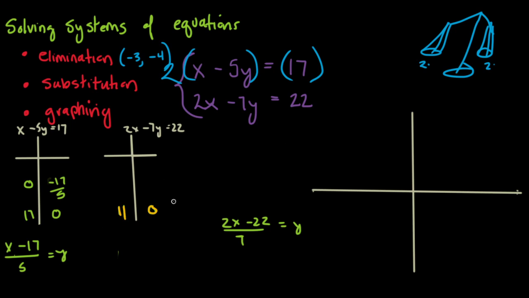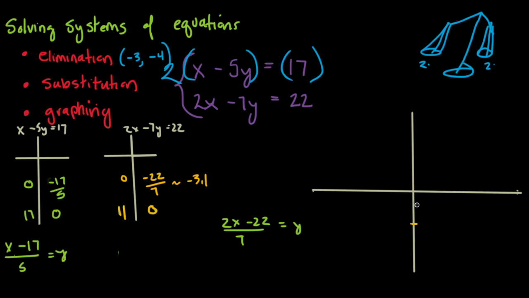So if x equals 0, then we'll get negative 22 over 7. So now we can chart out these 2 points. The first one, I have 0 and negative 22 over 7, which is pretty much the same as negative 3.1. So I'm going to go 0, negative 3.1 right here.